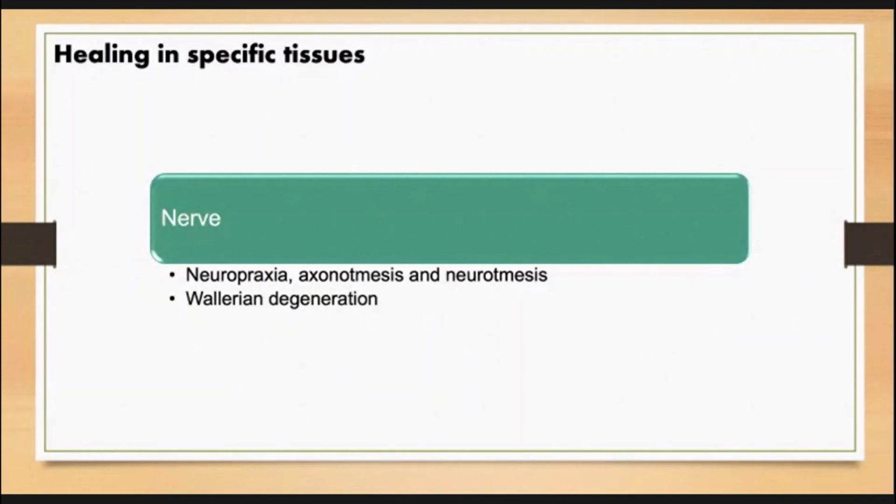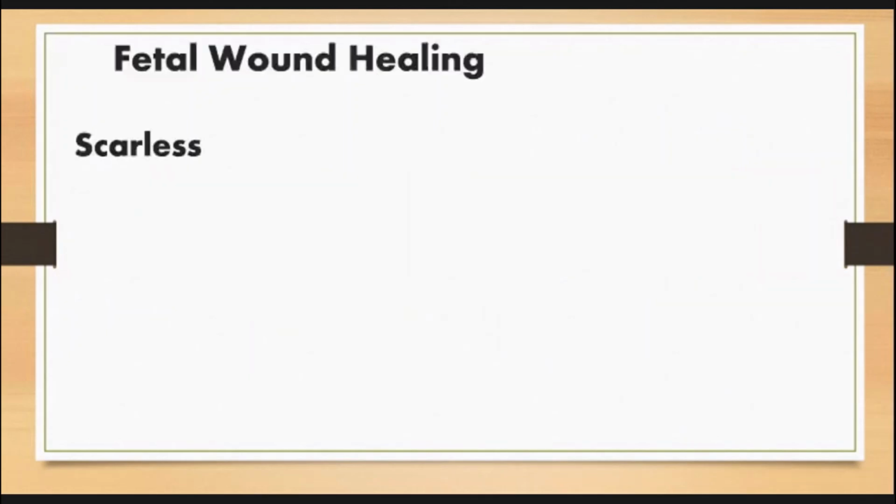Okay, so in your nerve, you have Wallerian degeneration and neurapraxia, axonotmesis and neurotmesis. So it's also difficult to expect your nerves to heal. In fact, when you have incisions in your abdomen which cut the nerves, then the skin surrounding the incision would be feeling numb.